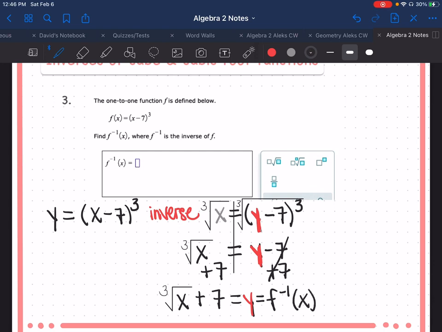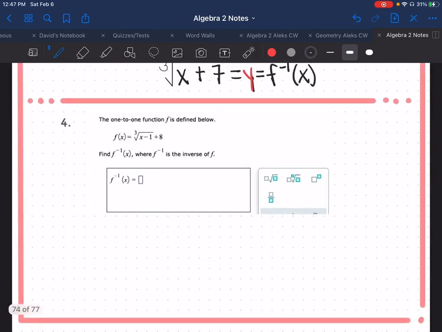So what are you going to put in the blank? You're going to put in your cubic root, and of course, you do that by hitting this button right here, x, and then make sure you're outside plus 7. And that's it for that one.